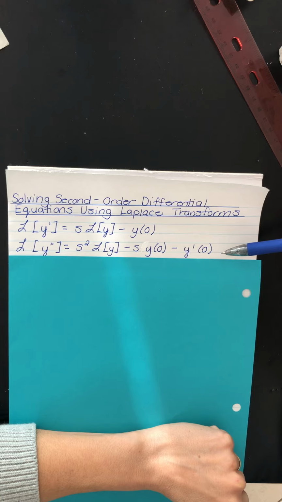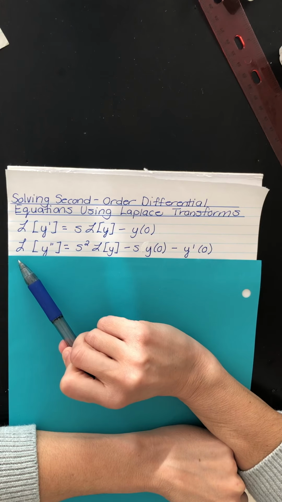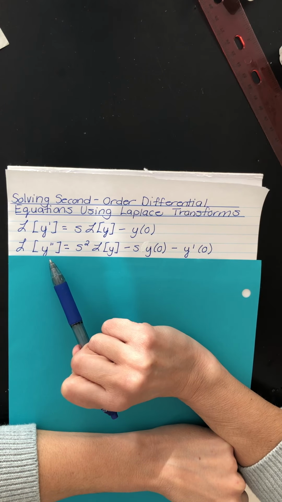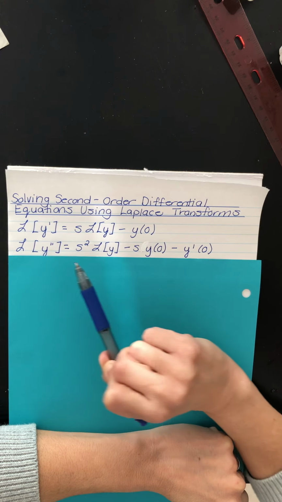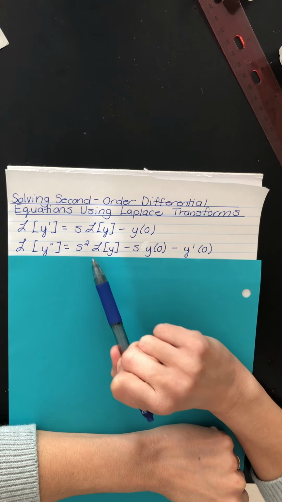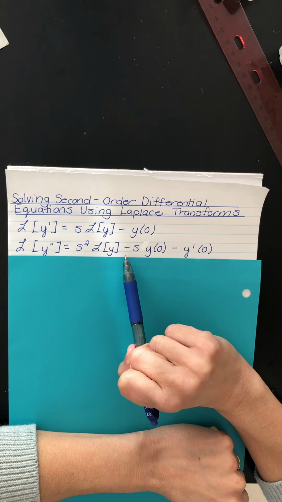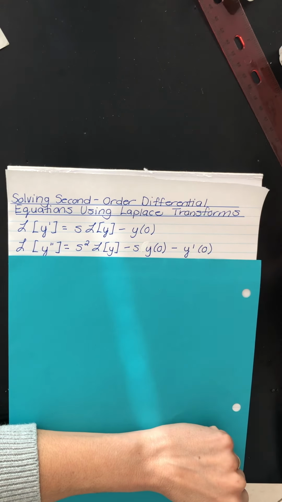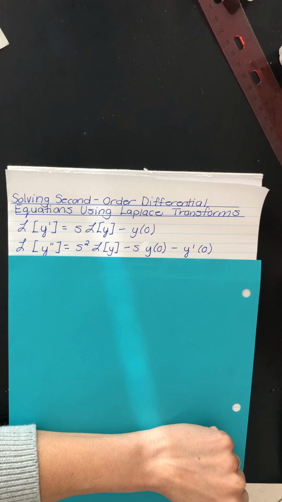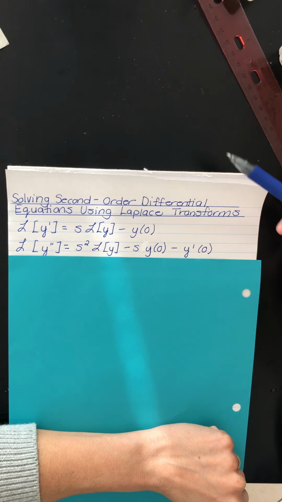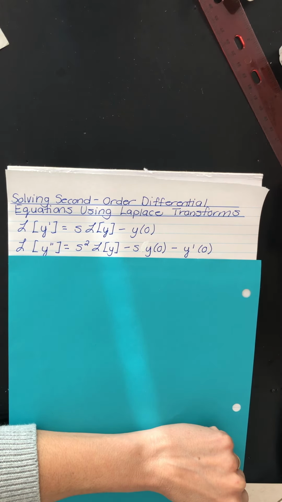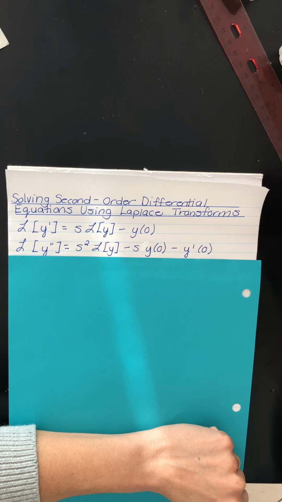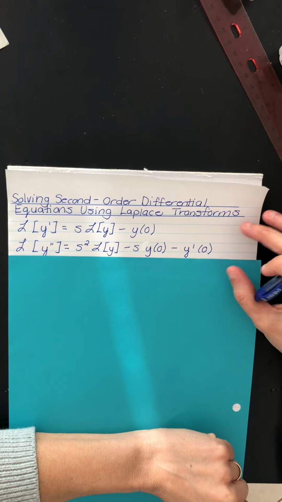This second one now is utilized to transform y double prime. We use in its place s squared times L of y minus s times y of 0 minus y prime of 0. And a reminder here, of course, that y of 0 and y prime of 0 are the initial values of both y and y prime.